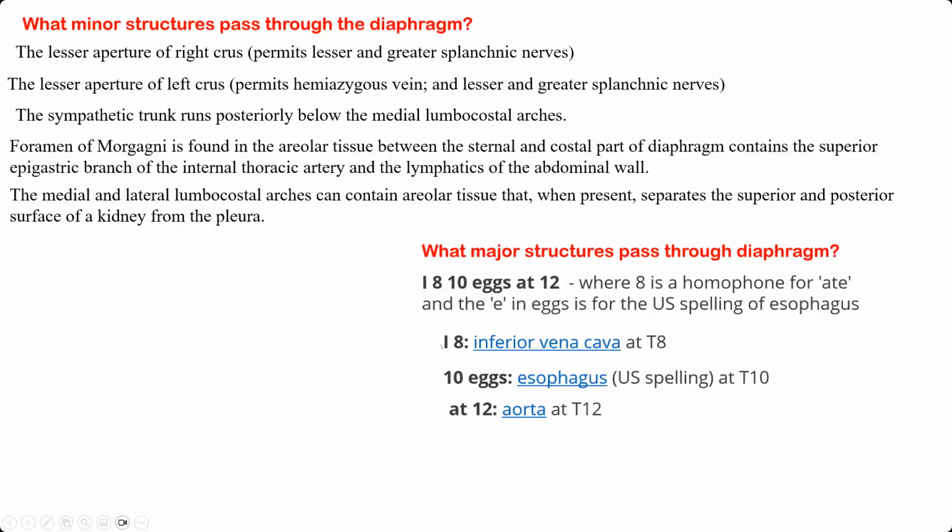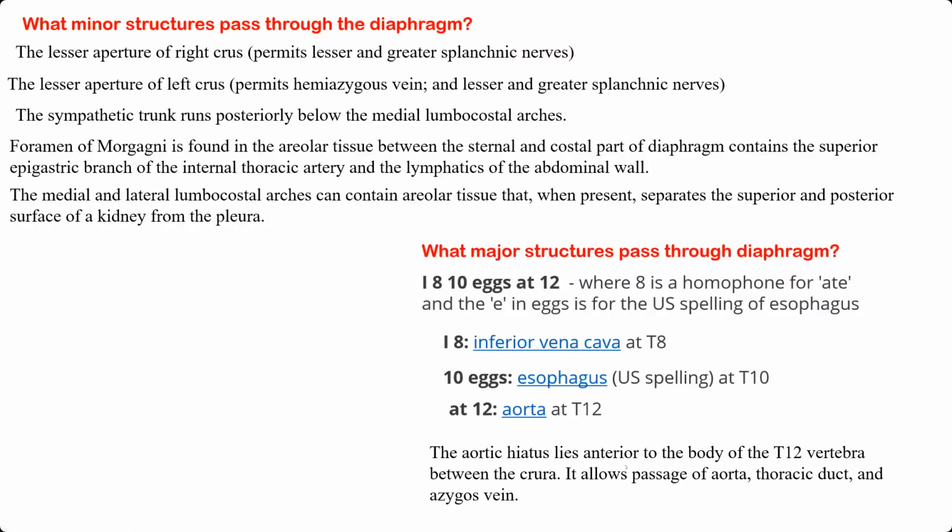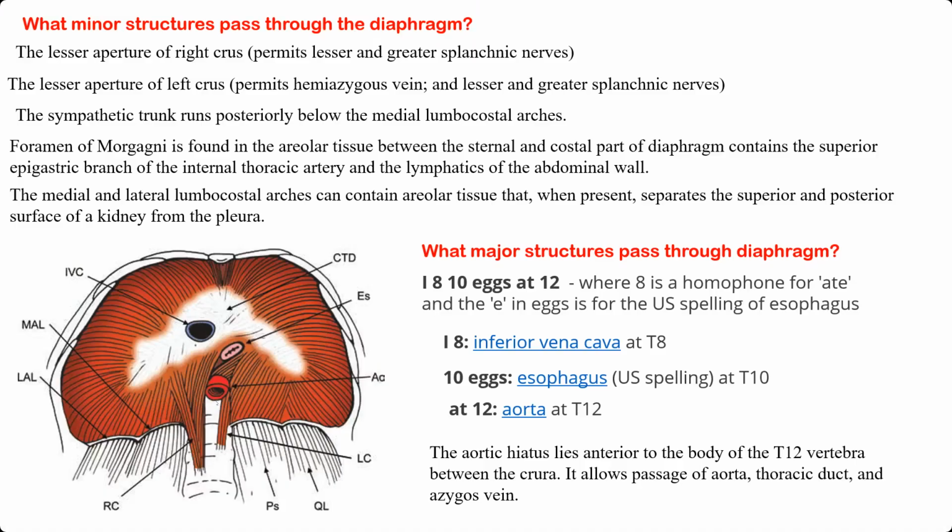So this is the 3 levels. T8 for inferior vena cava, T10 for esophagus, and T12 for aorta. Okay. And aortic hiatus lies anterior to the body of T12. Why do we have to know about this? When you want to do a celiac plexus block, you should know to what level you have to be careful. So aorta is at the T12 level opening. So you can see these 3 pictures here, and aortic hiatus also allows passage for thoracic duct and azygos veins, and the smaller structures that are going through.